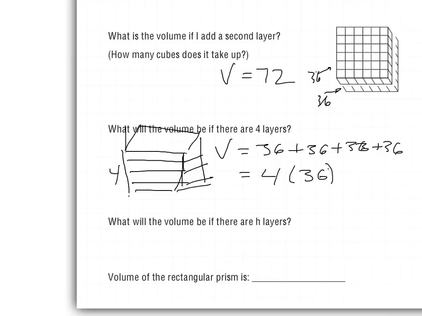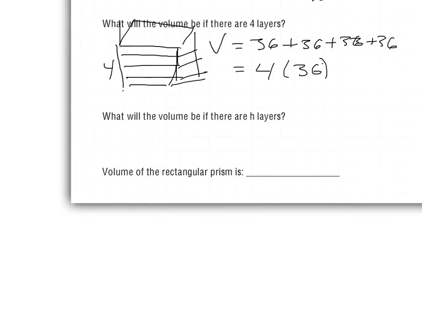So what we can see here is we're starting to build this idea that if I wanted this volume and I had H layers, well, what do I need to do? Well, each layer would be 36 times H layers. Or thinking about this, again, this picture would be, we have the shape here. It's H units tall, and the base is 36.